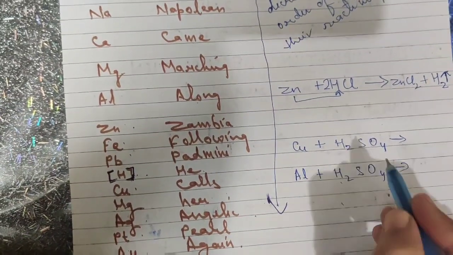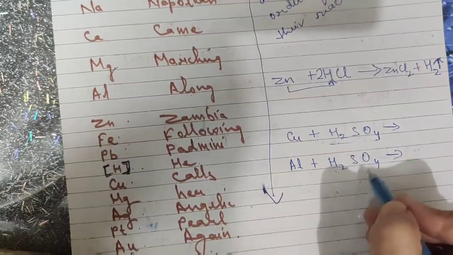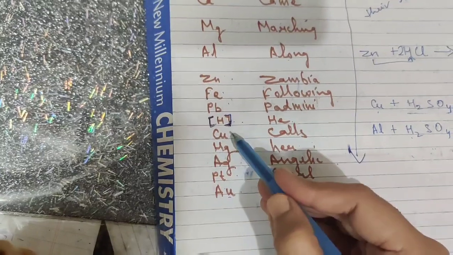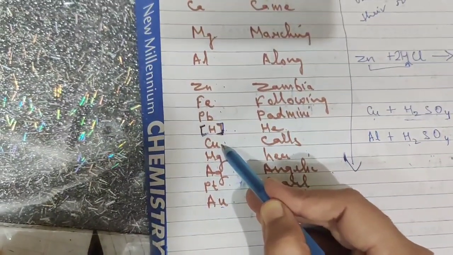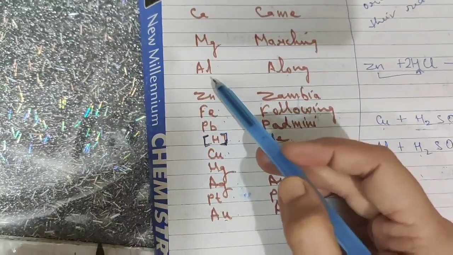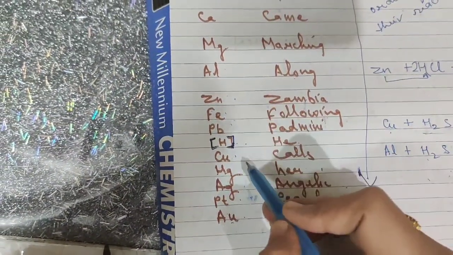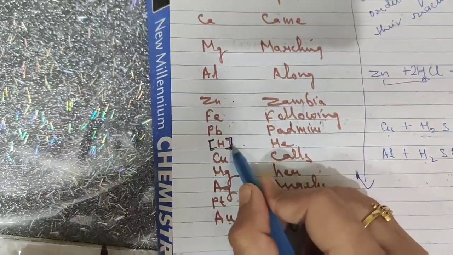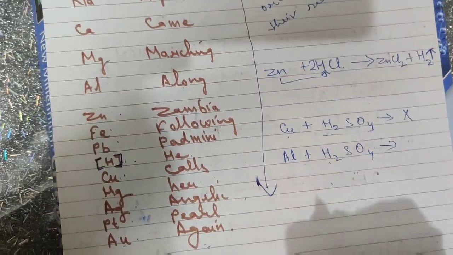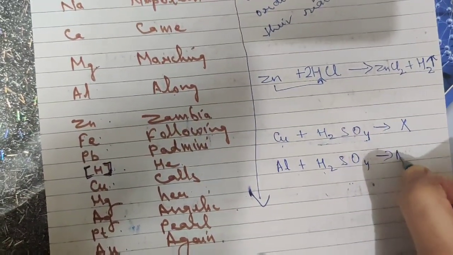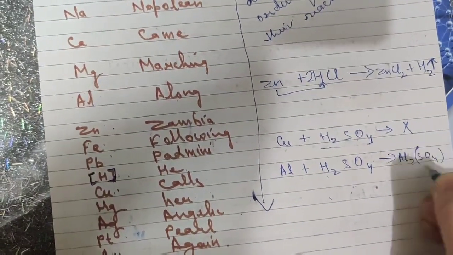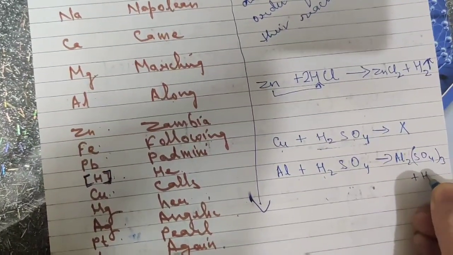You can see here that the compound that I took is H2SO4 in both cases, but copper is present below hydrogen in this series, whereas aluminium is present above hydrogen in this series. So obviously aluminium will have the power to displace hydrogen from its compound, whereas copper cannot. So this reaction will not occur, whereas in this case the product will be formed: Al2(SO4)3 plus H2.